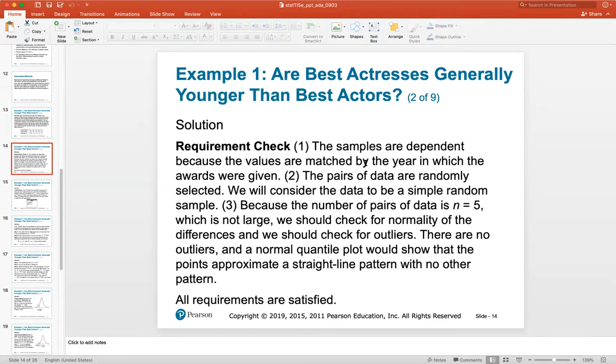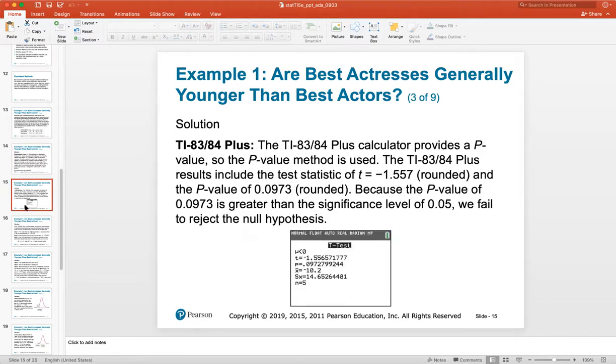Okay, so you have to check the three requirements. First one, the two samples are dependent, matched pairs or not. Should be matched pairs. And then simple random sample. Normally, they assume that the samples are collected by random sampling. Okay, they are a simple random sample.